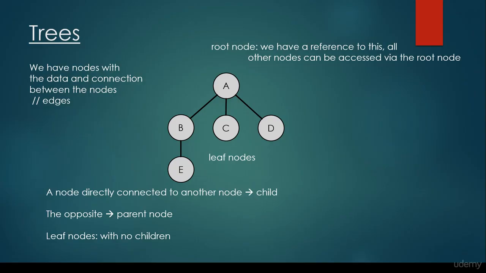Okay, a node directly connected to another node is called a child. The opposite relationship is the parent node. So the children of A are node B, node C, node D. The child of B is node E. The parent of E is B. The parent of B, C, and D is node A. So basically child and parent relationships are not independent from each other.